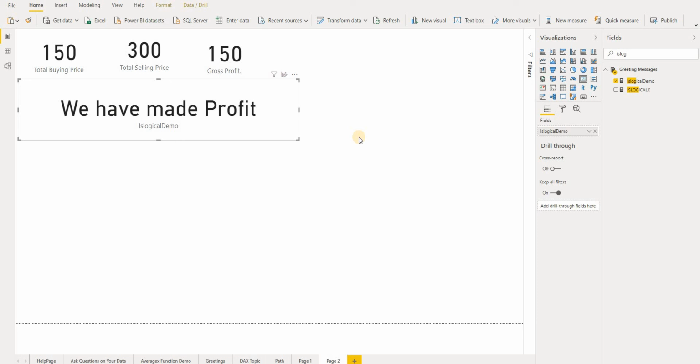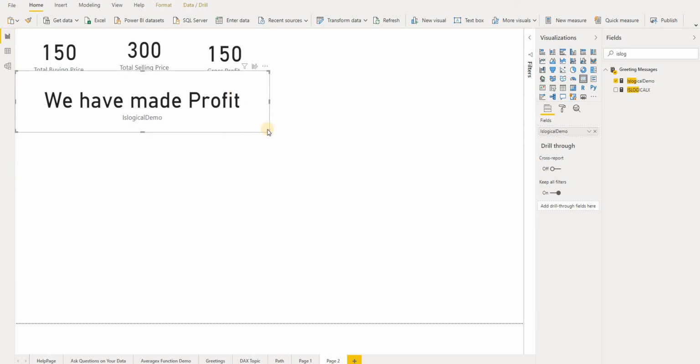So that is how to use ISLOGICAL, and this is very applicable, especially when you're working in business. You can put this kind of DAX function in, and it's very quick to know whether you have made a profit or anything else. So you can see how we have done that.